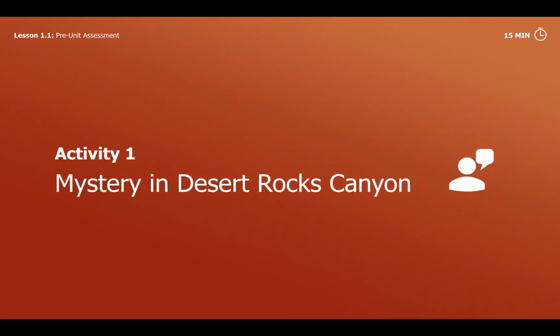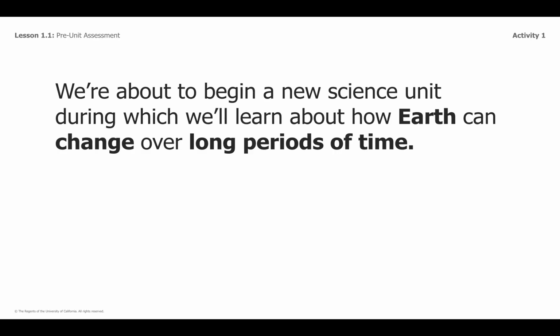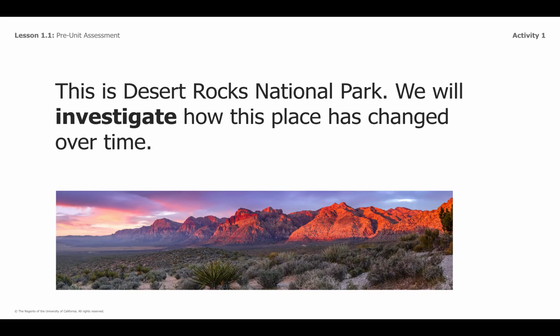Mystery in Desert Rocks Canyon. All right, we're about to begin a new science unit, as I mentioned, during which we'll learn about how Earth can change over long periods of time. This is called Desert Rocks National Park. We'll investigate how this place has changed over time. This is actually a made-up national park, but there are similar national parks in the United States that look very similar to this.